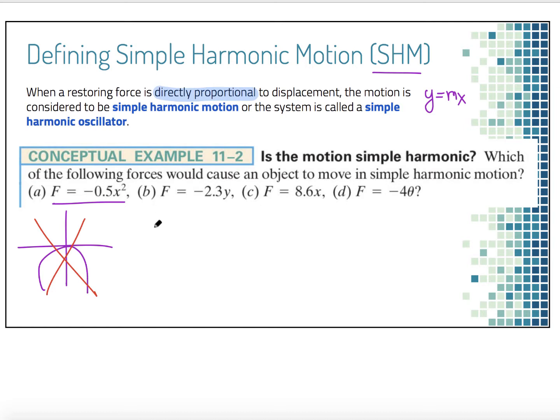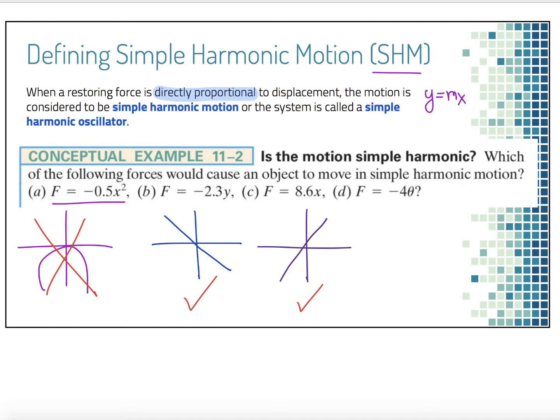For part B, we now have F equal to negative 2.3y. So what would this look like? This is negative 2.3y, so it's going to go through the origin with a slope of negative 2.3, and this now is directly proportional. So this is a simple harmonic oscillator. If we then look at C, the same thing is true. If we graph this, we would have a positive slope of 8.6 going through the origin, and again, this force is directly proportional to some displacement.